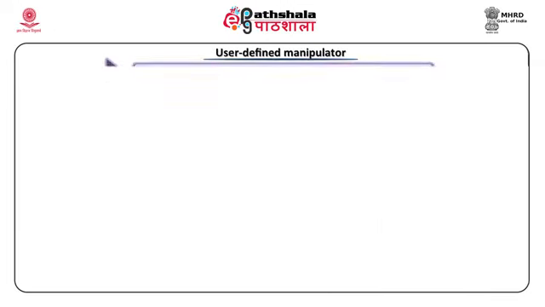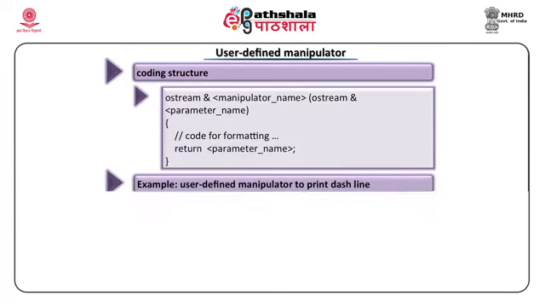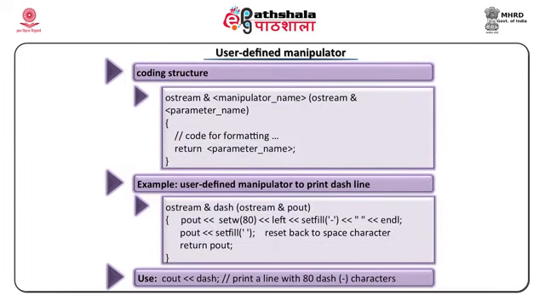User defined manipulators. Manipulators, as we have said in the advantages, can be used in cascaded fashion, and the second advantage was that users can define their own manipulators. How can users define their own manipulators? To define their own manipulators, we should follow this specific coding structure where the return type is the reference to the stream, then we specify the manipulator name, and the parameter should again be the reference to the stream. So, as can be seen, the header is very similar to overloading extraction or insertion operators, and in the body of the function, we should return whatever is the parameter, that means the reference to the stream.